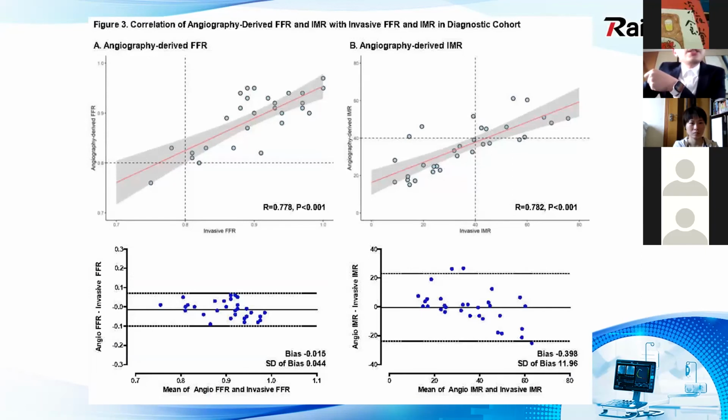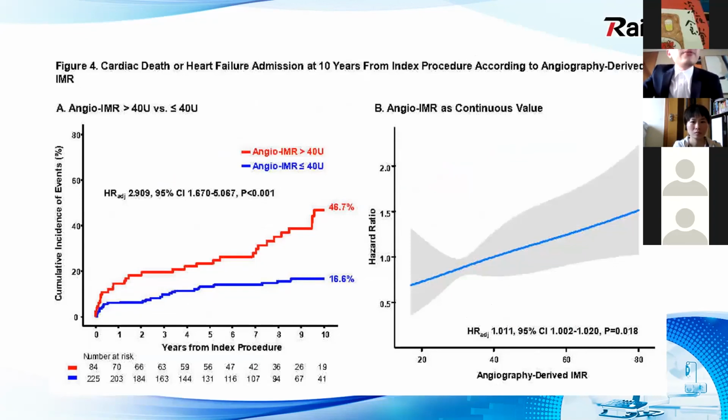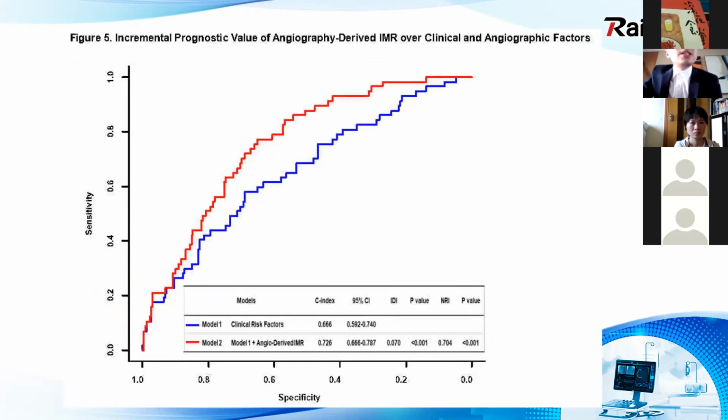Figure 3 is the correlation of angiography-derived FFR and IMR with invasive FFR and IMR in diagnostic cohorts. You can see the very high consistency of them. This figure 4 is cardiac death or heart failure admission at 10 years from index procedure according to angiography-derived IMR. Figure 5 is incremental prognostic value of angiography-derived IMR over clinical and angiographic factors.